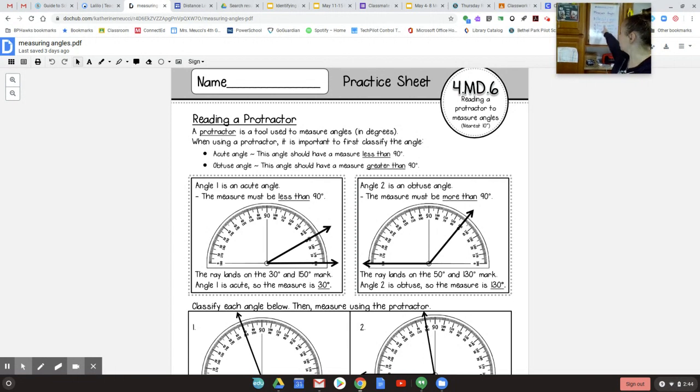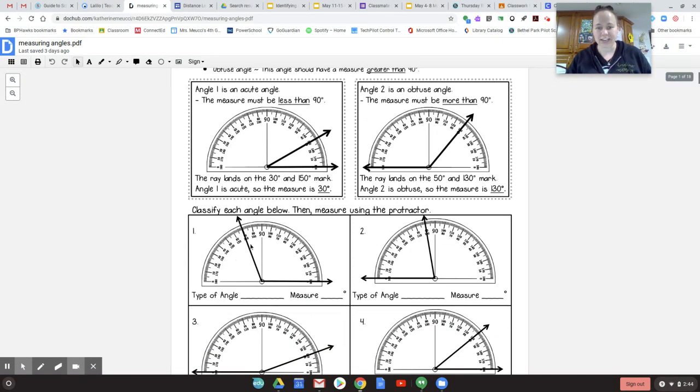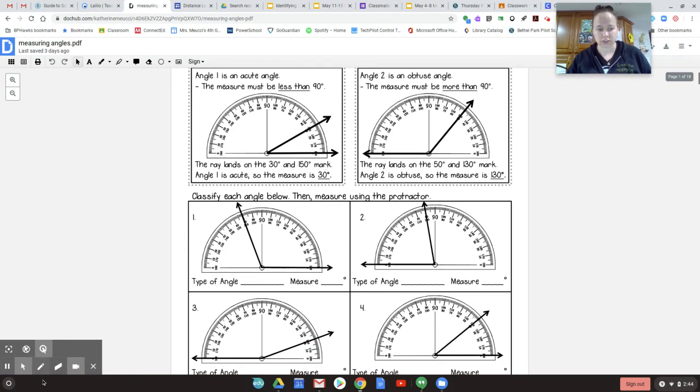Then you're going to line up the vertex. Remember, a vertex is the point where two rays, or two lines, or two line segments come together. In our case, an angle is two rays that meet together at a vertex. And then you're going to line up the base ray, and I'm going to show you how to do this in just a moment, and read the numbers. Okay, so if we look at our paper here, this first one is an acute angle, right? This is an obtuse. Sorry. All right, classify each angle, then measure using a protractor.